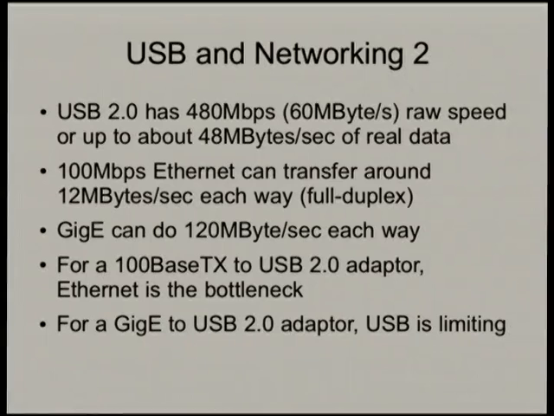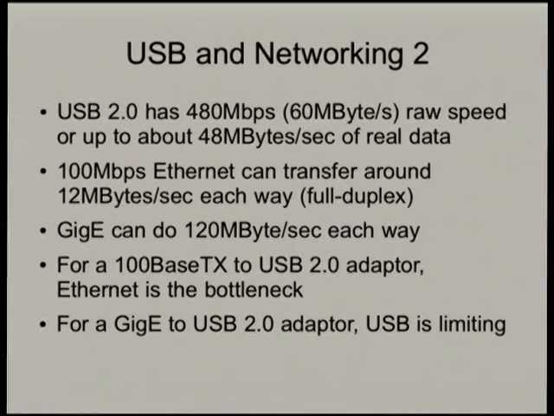So for a 100 megabit to USB 2 adapter, it's 100 megabit Ethernet which becomes the bottleneck, because its aggregate bandwidth is 24 megabytes per second, which is still less than the possible 48 megabytes per second of USB 2. When you go to a GigE adapter, USB 2 becomes the bottleneck. GigE can go significantly faster than USB 2.